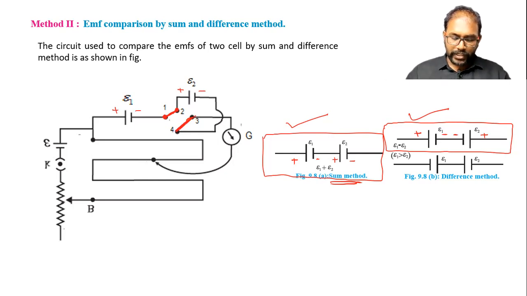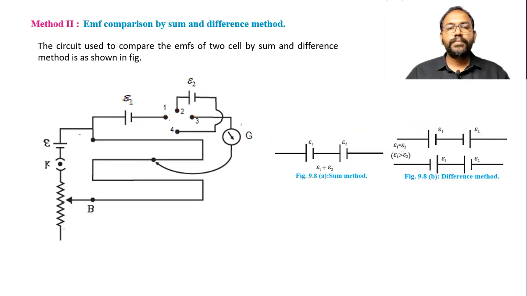Now let us show the difference arrangement also. The difference arrangement means the negative of E1 is connected to the negative of E2. This is negative, and we have to connect it to the negative of E2. Let us show it by the blue line. Here 1 is connected to 4. Between 1 and 4 we have to insert the key and the opposite key. So this red shows the sum arrangement and the blue shows the difference arrangement. First we connect for the sum arrangement and take the measurement. Then we connect for the difference arrangement and take the measurement.